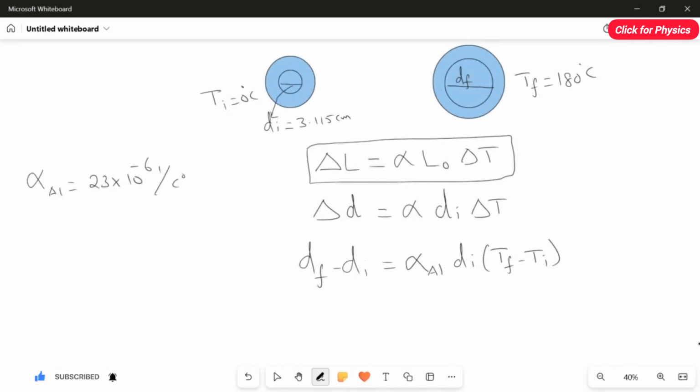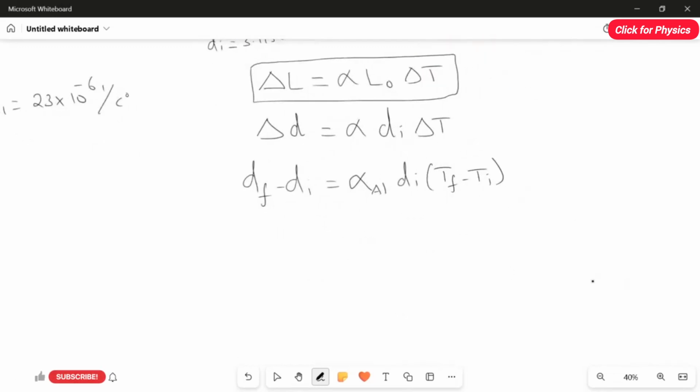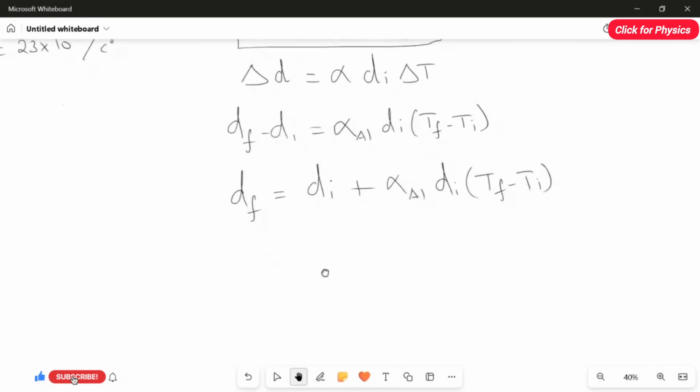Now by using this, we are going to find the value of df. Because that is our main aim, we have to rearrange this equation. I'm going to keep df here and move the other term to the right hand side. So this becomes di plus alpha al di multiplied by tf minus ti. Here we can take di as the common term. So df is equal to di multiplied by 1 plus alpha al multiplied by T final minus T initial.